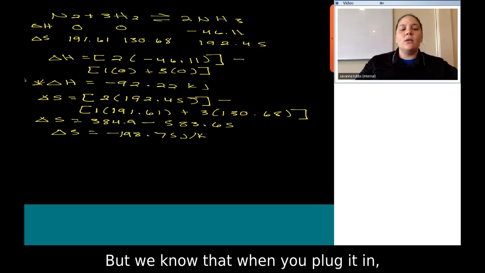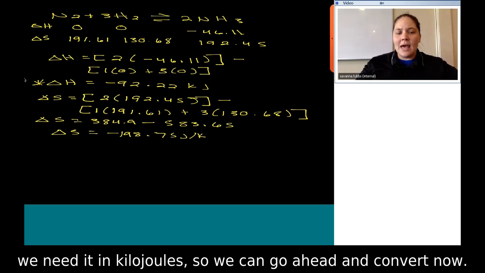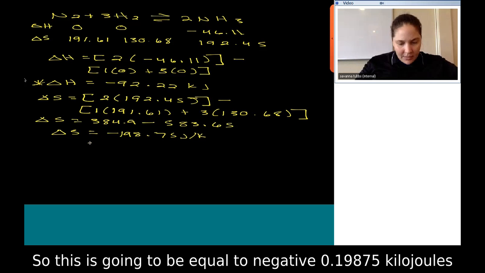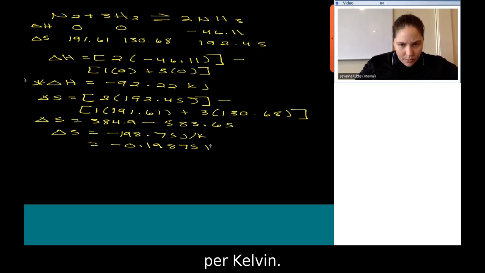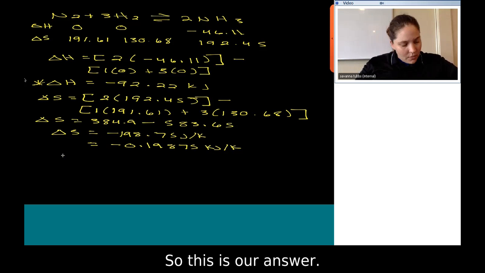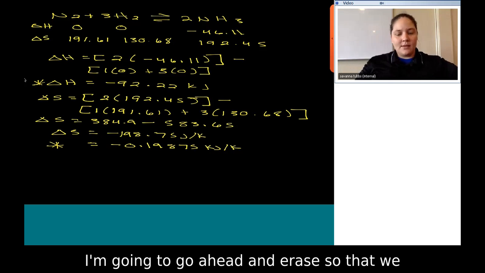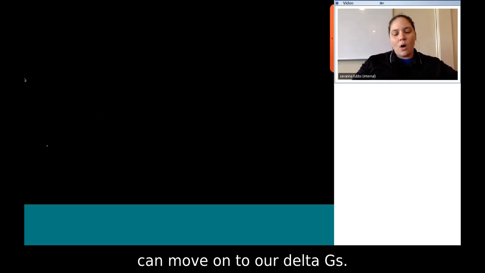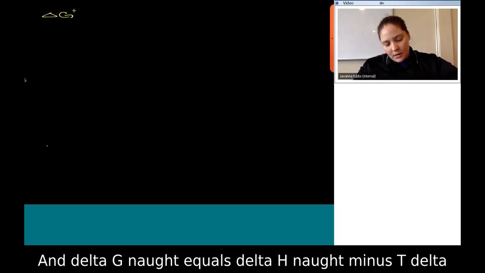But we know that when we plug it in, we need it in kilojoules, so we can go ahead and convert now. So this is going to be equal to negative 0.19875 kilojoules per Kelvin. So this is our answer. I'm going to go ahead and erase so that we can move on to our delta G's. So remember, we have 2 delta G's that we're solving for. And delta G naught equals delta H naught minus T delta S.